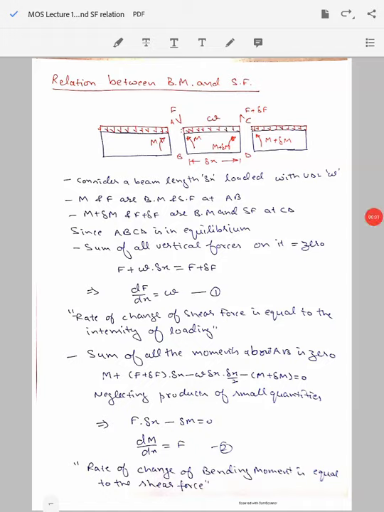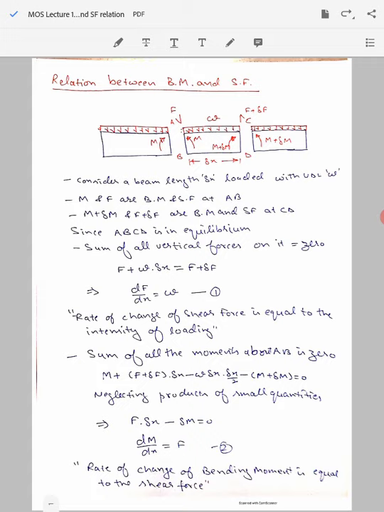Hello students, in today's class we will derive the relation between the bending moment and shear force. We have already observed in our previous classes, while drawing the bending moment and shear force diagrams, that the bending moment tends to be maximum at the point where the shear force is 0. Let's derive the exact relation between these two.